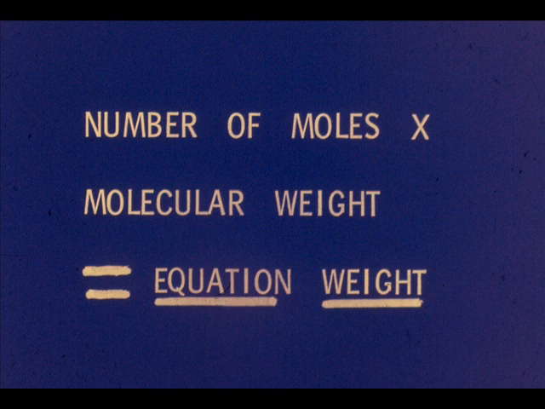When you multiply the number of moles of a substance in a balanced equation by the molecular weight of the substance, you obtain a quantity known as the equation weight of the substance. The actual weights of substances involved in a chemical reaction are in the same ratio as their equation weights. Therefore, if we know a balanced equation for a reaction, and the actual weight of any substance involved in the reaction, we can find the actual weight of any other substance participating in the reaction.